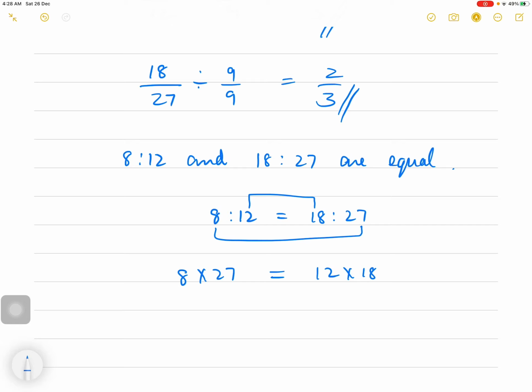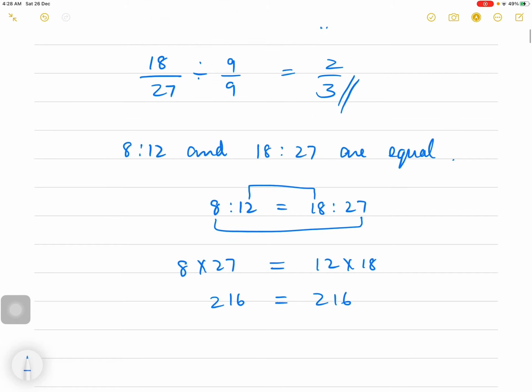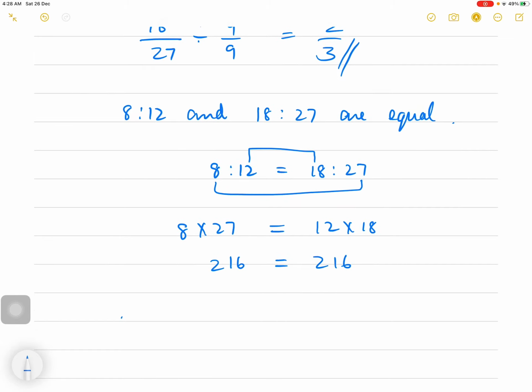So 8 into 27 is 216 and 12 into 18 is also 216. So both are equal, so therefore the ratios are equal. Therefore 8 upon 12 and 18 upon 27 are equal.